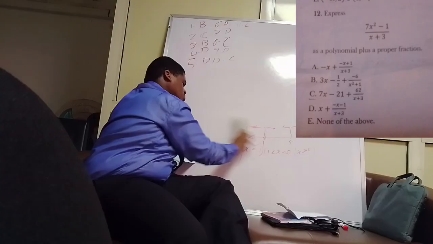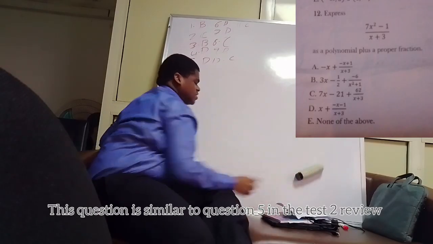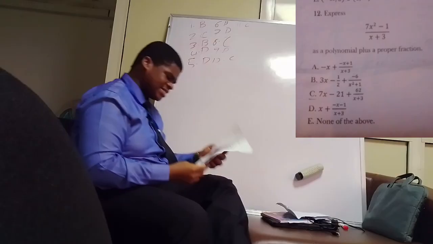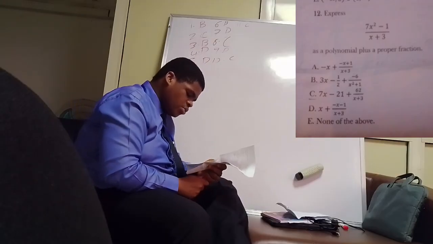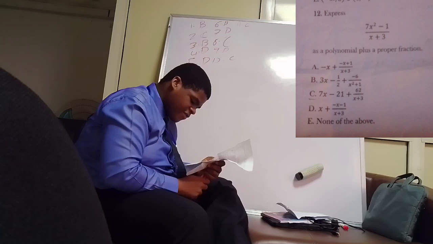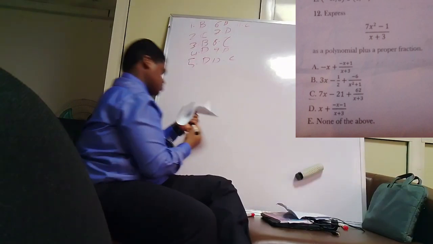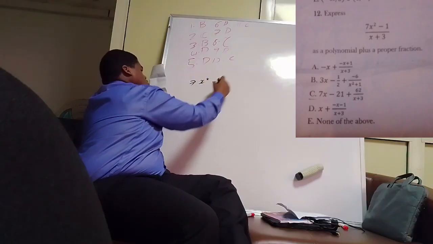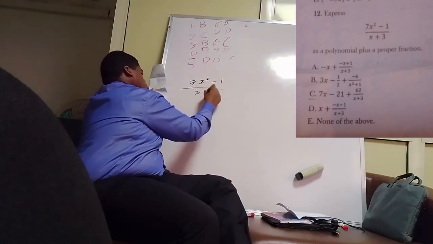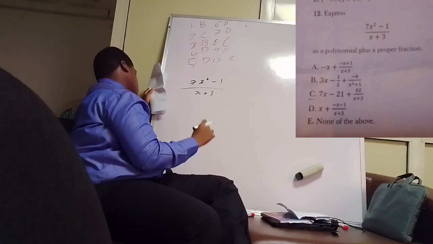Is it question 4? No, not question 4. I think question 5 of the test review. Yes, test 2. So this one is exactly similar to that one. So we should now express it as a polynomial plus the proper fraction. Okay, express (7x squared minus 1) divided by (x plus 3) as a polynomial plus the proper fraction.